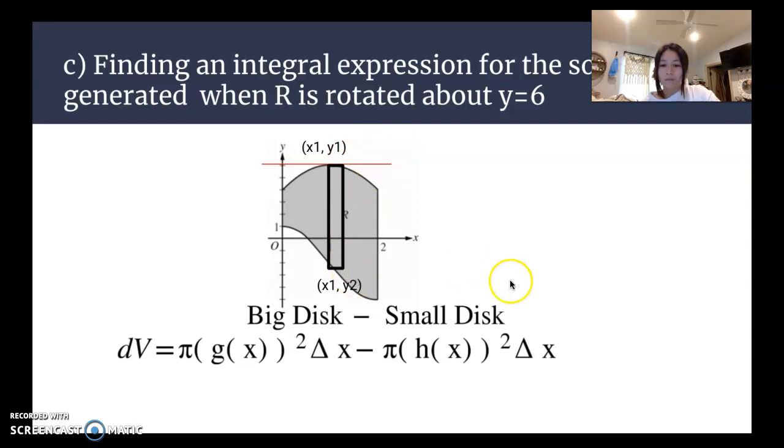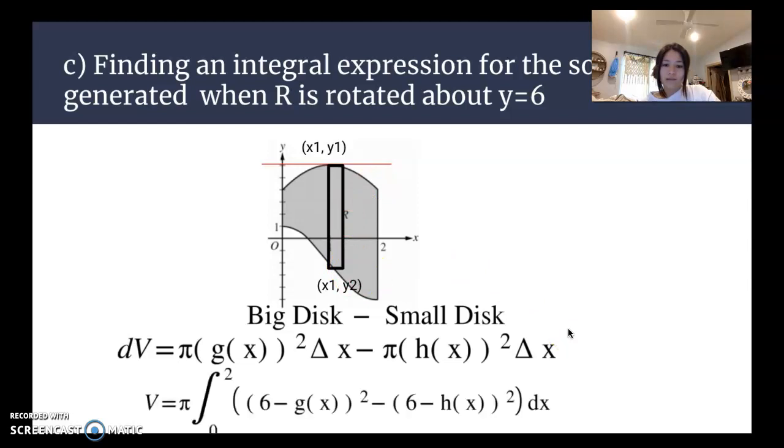And then I just wrote down the equation, which is pi times the equation squared times change of x. And then we're taking the integral of it, and then I just combined the equations. And I had to do 6 minus the equation because the axis of rotation is 6, so we need to find the difference between the axis of rotation and the equation.